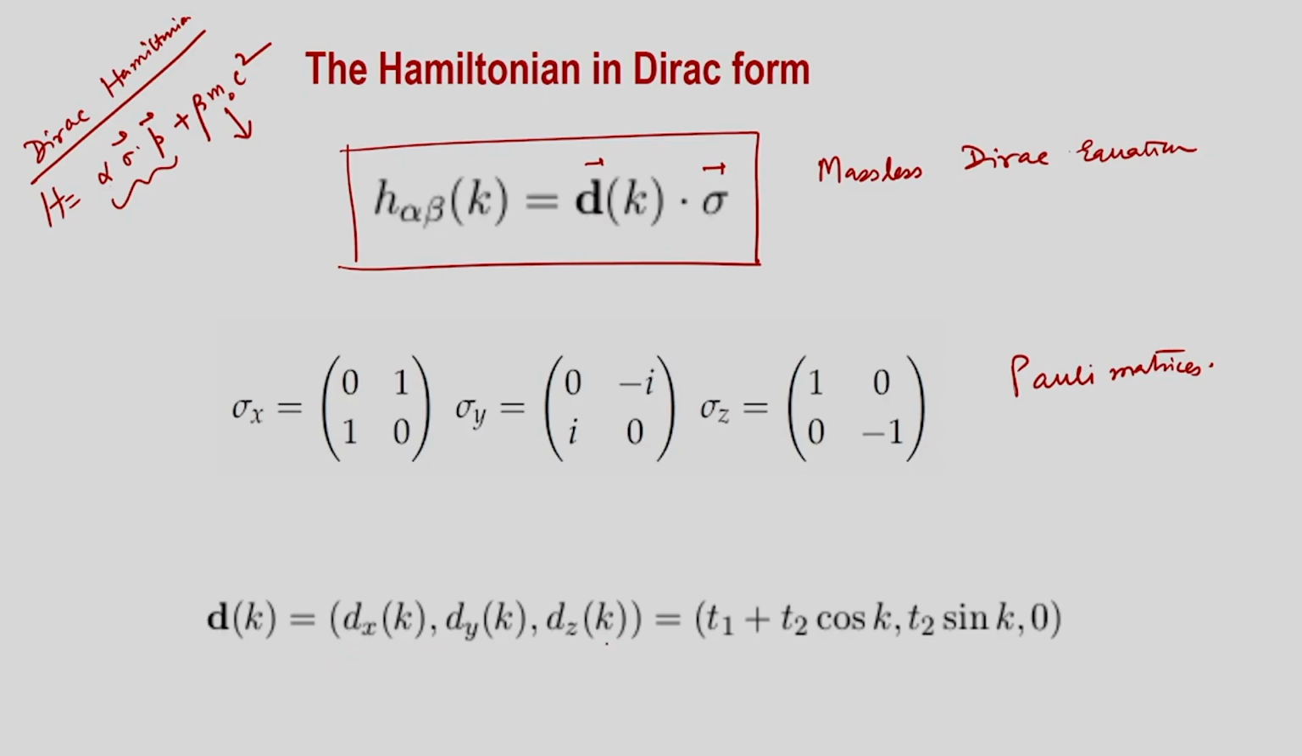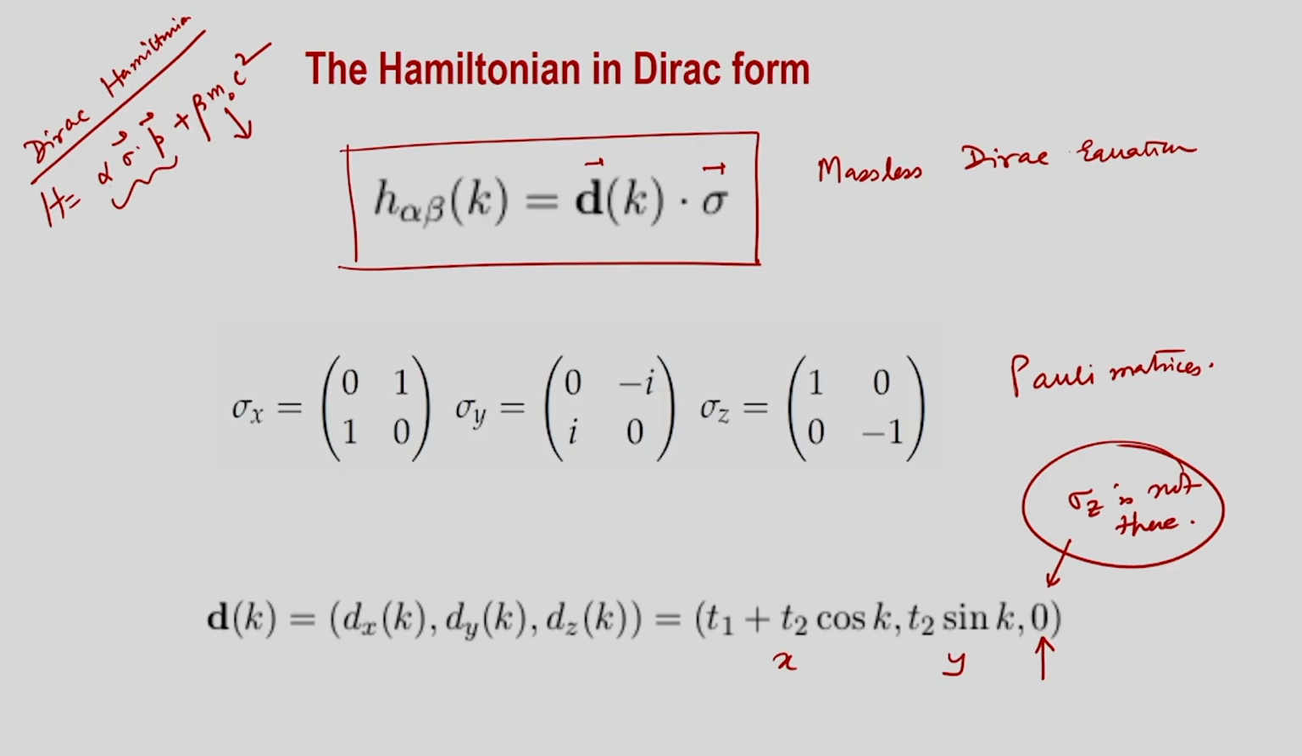The d vector has, of course, 3 components, because we are writing it as d dot sigma, but fortunately for us, one component is equal to 0. That means sigma z is not there. And this is a very important thing in the study of topology: if the d vector has only 2 components, like here the x and y components, but it may also be y and z or x and z, then it is easy to find the winding number.